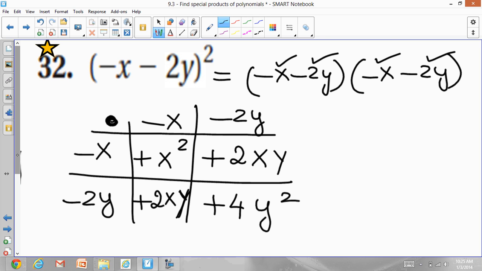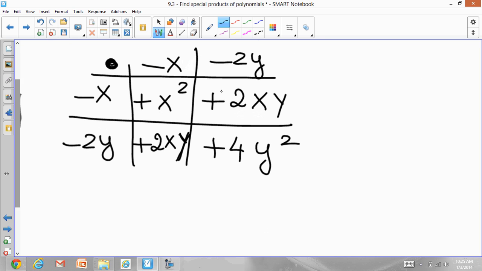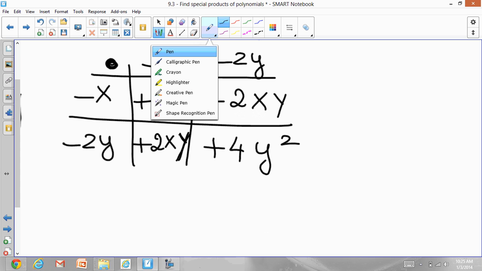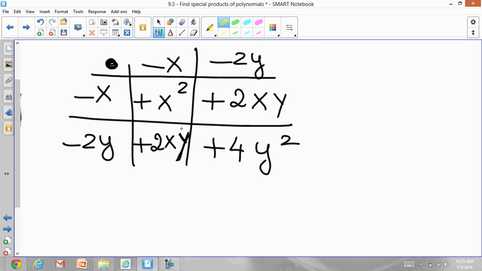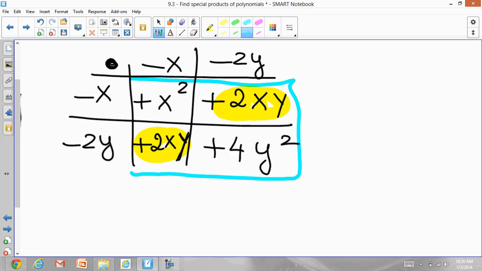Got to be really, really careful in your positives and negatives and in writing the variables. So now you're looking to see if you can combine this and this. And this is part of your answer. These 4 terms are part of your answer.